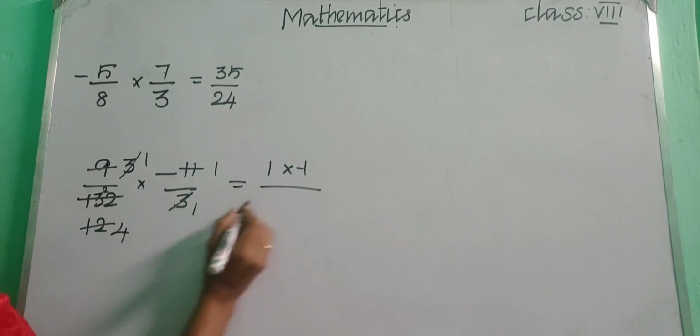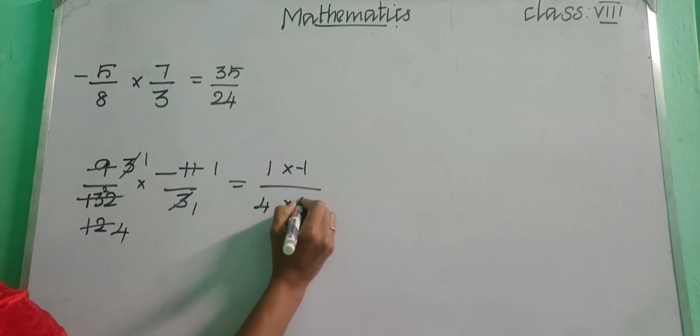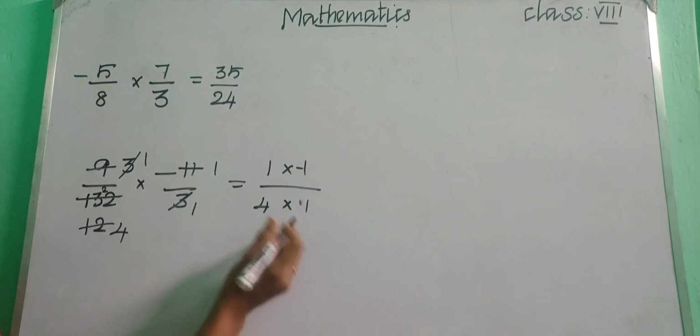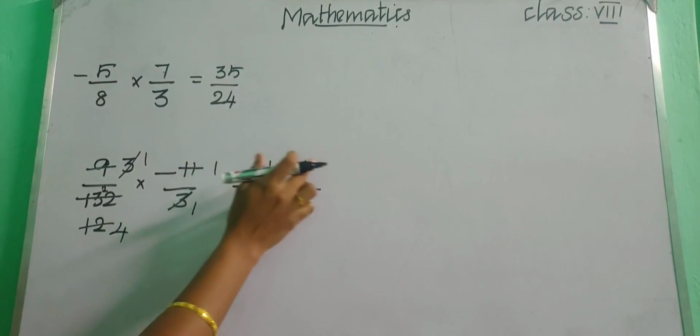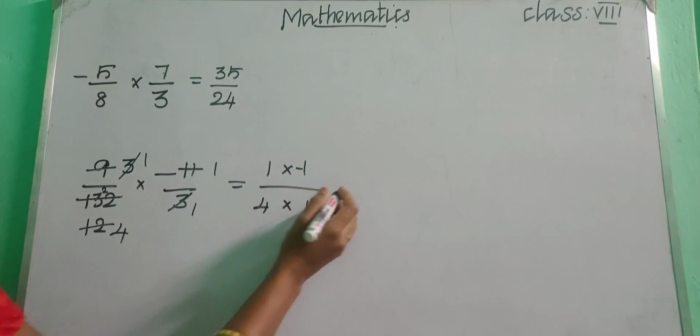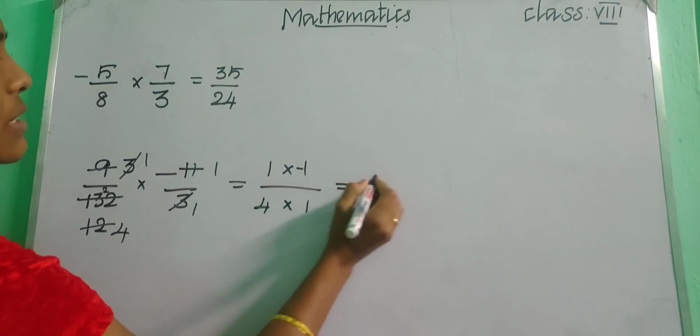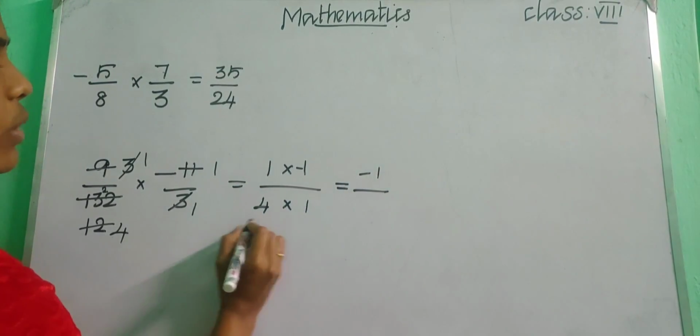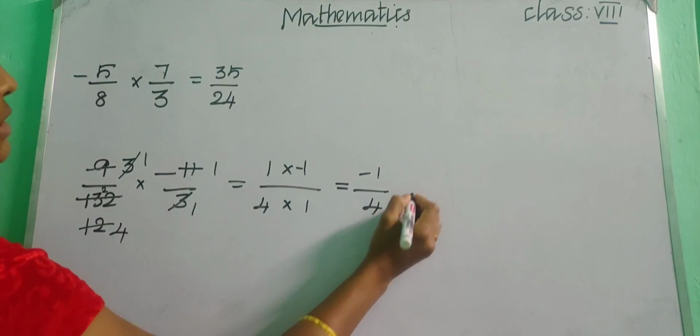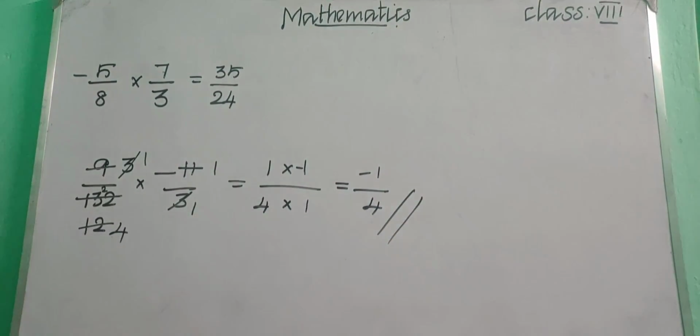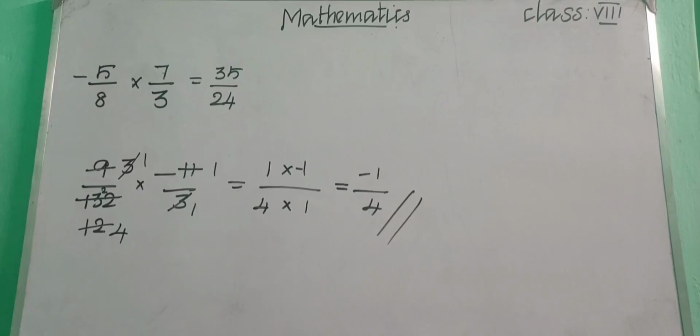So here 4 into 1. Okay. Now we can multiply the corresponding numerators and corresponding denominators. Is it? So 1 into minus 1 and 1 4 is 4. Okay. So the answer is minus 1 upon 4, right? So this is the thing we have learned in the previous class, children. So today we are going to learn about multiplicative inverse.